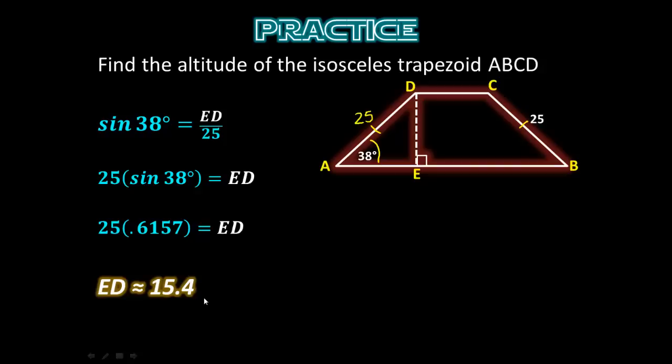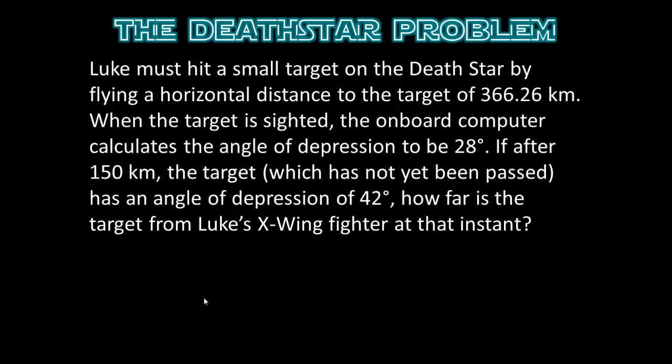All right, now let's try an actual word problem where we're working with either angle of elevation or angle of depression. Since we're doing a Star Wars themed video, let's do a Death Star problem. Now, if you've seen the movie, this will be familiar. If not, then just go with it. So Luke must hit a small target on the Death Star by flying a horizontal distance to the target of 366.26 kilometers. When the target is sighted, the onboard computer calculates the angle of depression to be 28 degrees. Now, if he hasn't fired yet and he flies another 150 kilometers, the target, which has not yet been passed, has an angle of depression of 42 degrees. How far is the target from Luke's X-Wing fighter at that instant?